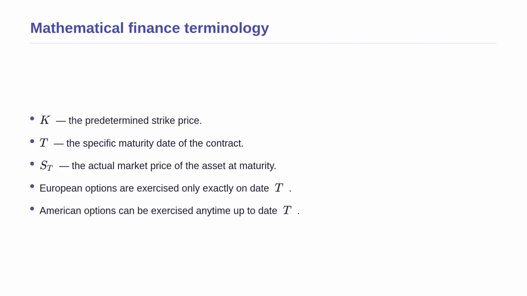Now that we understand the intuition, let us formalize our language. In mathematical finance, an option is a derivative contract. The predetermined price you lock in is called the strike price, denoted by the letter K. The specific date the contract expires is the maturity date, T. The actual market price of the underlying asset at that maturity date is S subscript T. Finally, options come in different styles. European options can only be exercised exactly on the maturity date, whereas American options give you the flexibility to exercise at any moment up to that date.